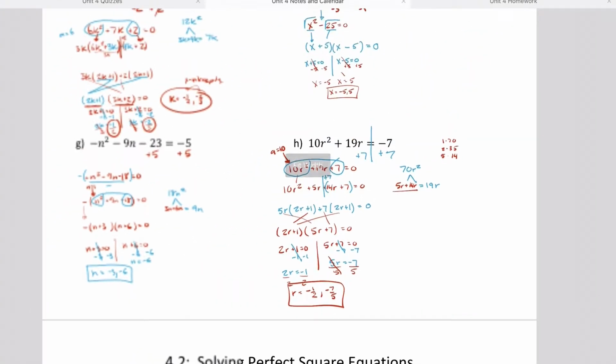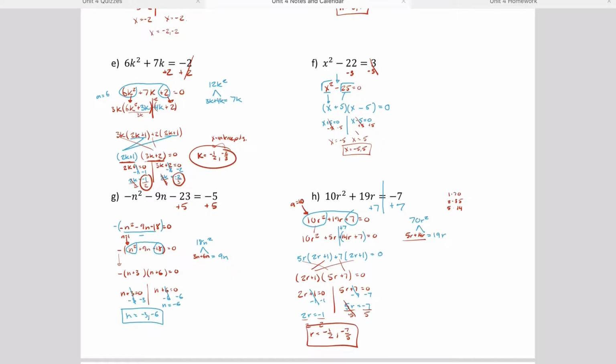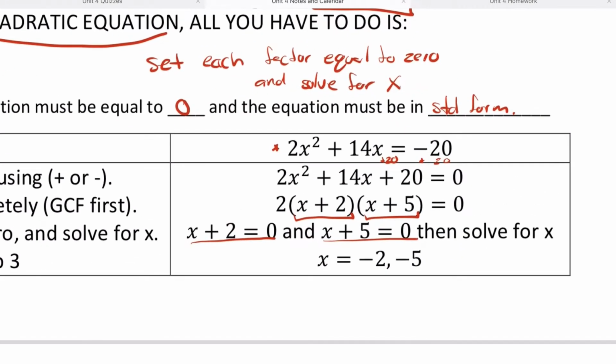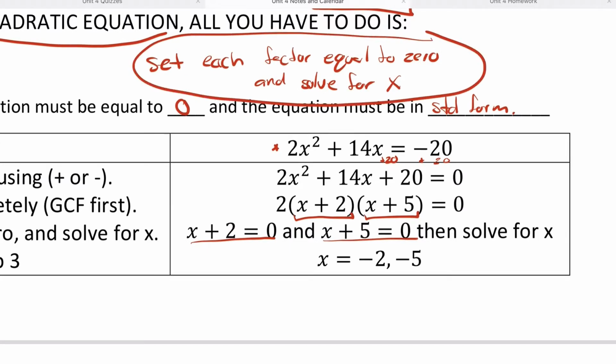Okay, so that's everything. Again, it's a little tedious because we've already done this before, but the only really different part is just setting each factor equal to 0 and solving for x.